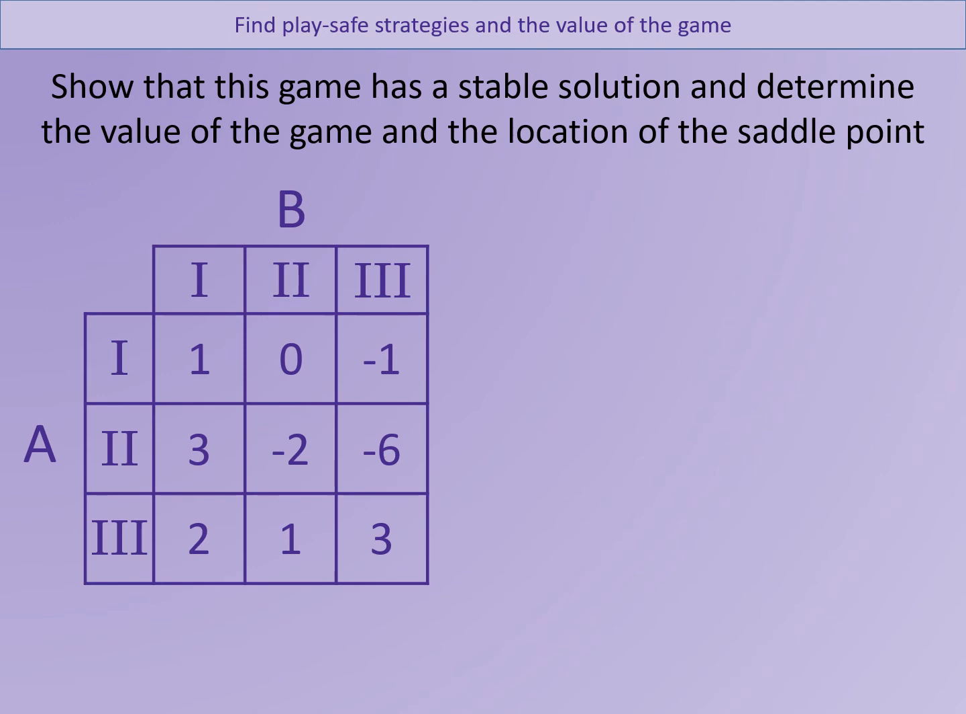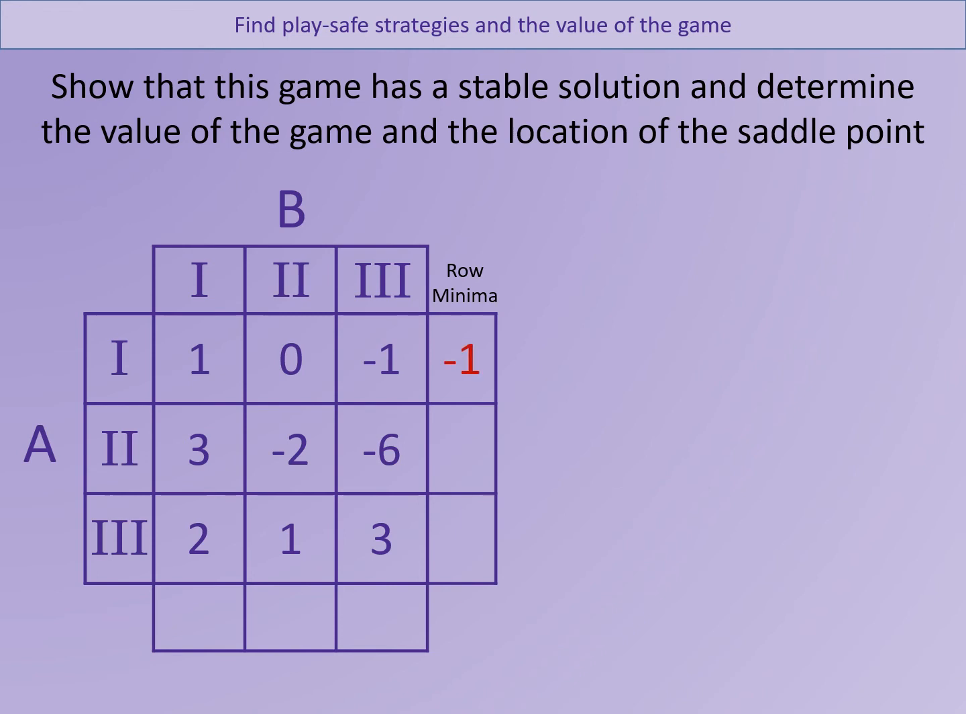So for this zero-sum game between player A and player B, we're going to show that the game has a stable solution. We're going to determine the value of the game and the location of the saddle point. The first step is to consider the minimum value on each row, so the row min. This is the worst case scenario for A in each case. So if A chose option 1, the worst case scenario, or the minimum value, is that they would get -1, they would lose a point.